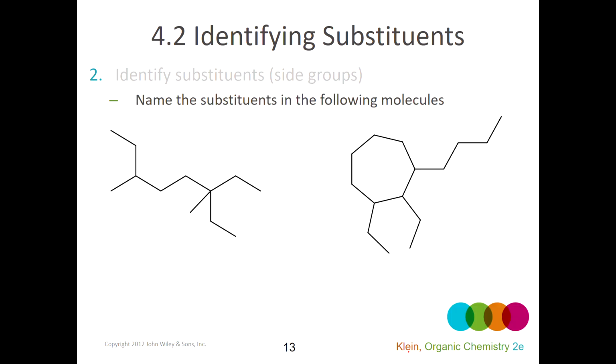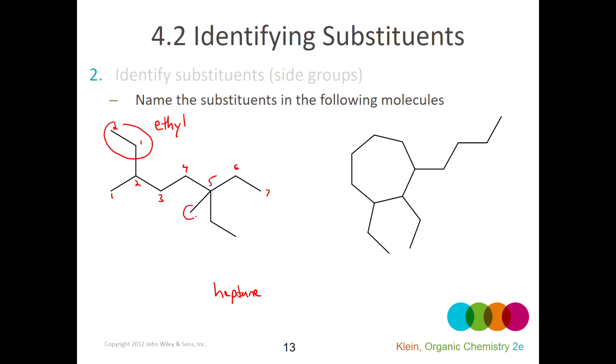Alright, so let's take a look at these, see if we can name the substituents. So we already took care of the parent chain in both of these. We'll just review that real quick. 1, 2, 3, 4, 5, 6, 7. So that parent chain was heptane, 7 carbons, all saturated. So we have a side group here. It's 2 carbons long. The prefix for 2 carbons is eth, and it's a substituent. It's not part of the parent, so we call it an ethyl group.